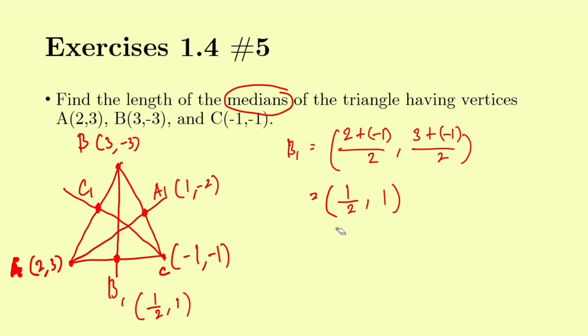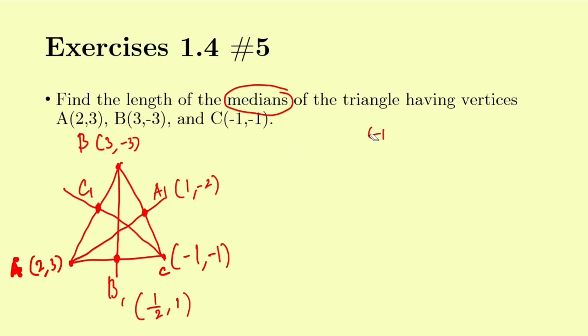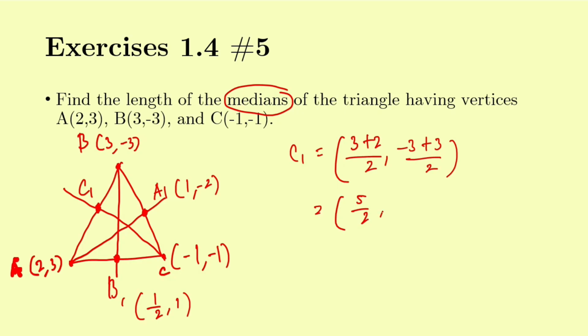And lastly, for the point C sub 1, we will find the midpoint of the points A and B. So this will be 3 plus 2 divided by 2, and negative 3 plus 3 divided by 2. And we will end up with 5 halves and 0. So those are the coordinates of the points A sub 1, B sub 1, and C sub 1. Let's copy that.